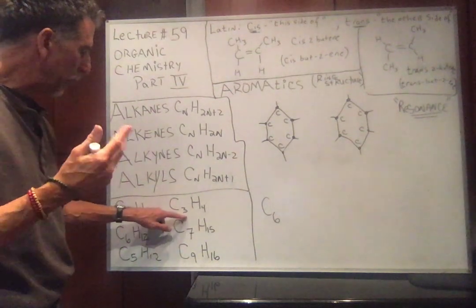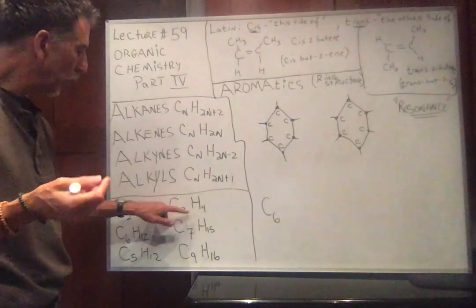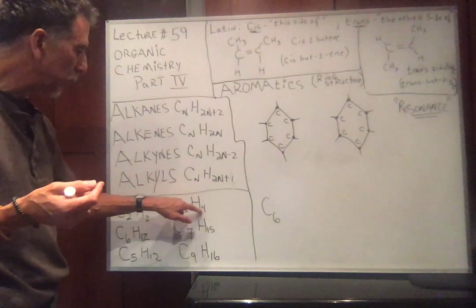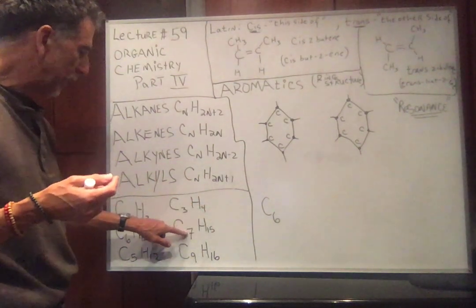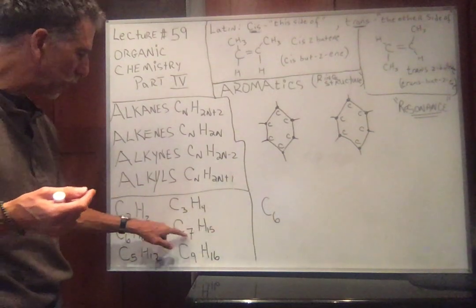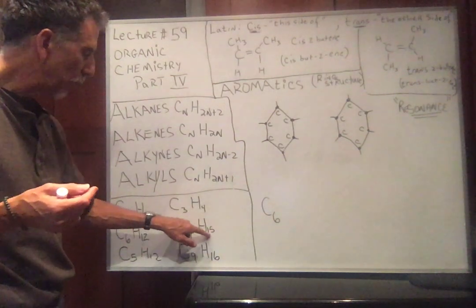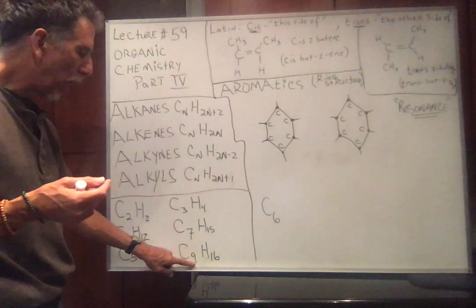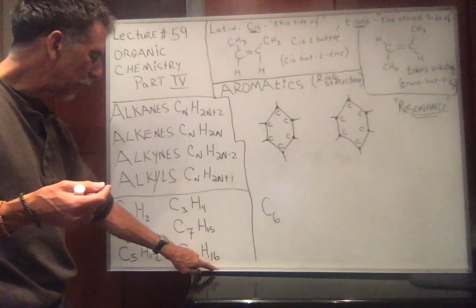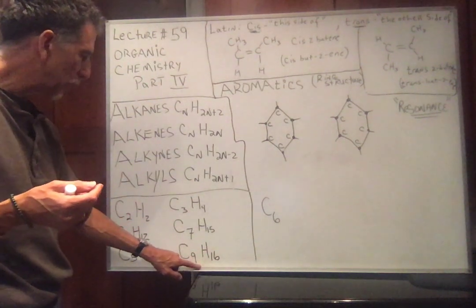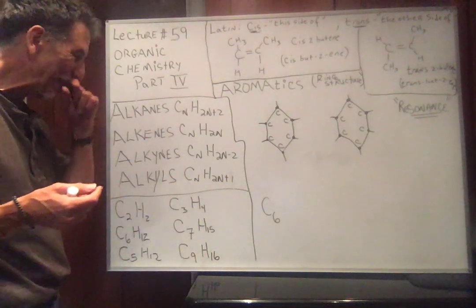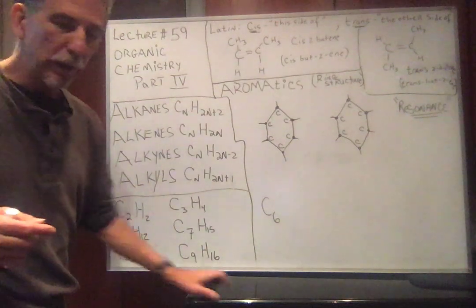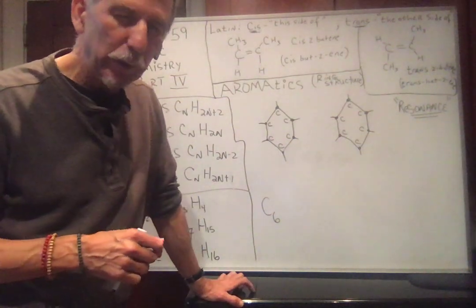3 carbons is prop. 2n minus 2 is propyne. 7 is hept, and it's odd, so it's heptyl, 2n plus 1. And 9 is non, 2n is 18 minus 2, so that's a triple bond, so that's nonyne. If I give any of these on an exam, you should be able to name them very easily.